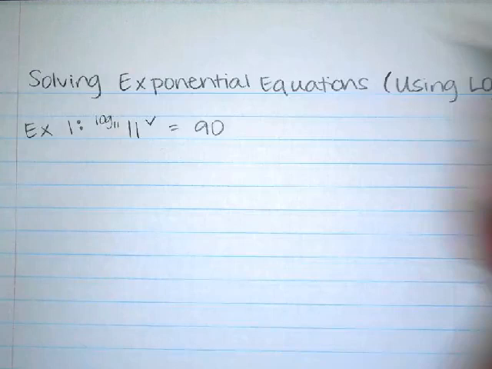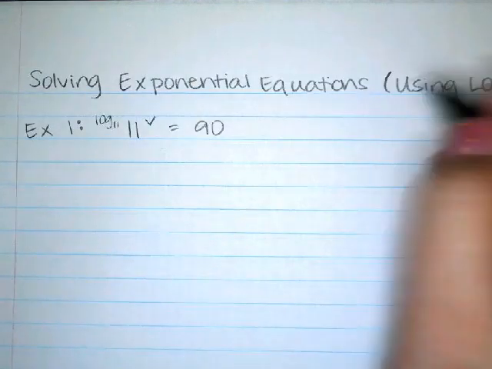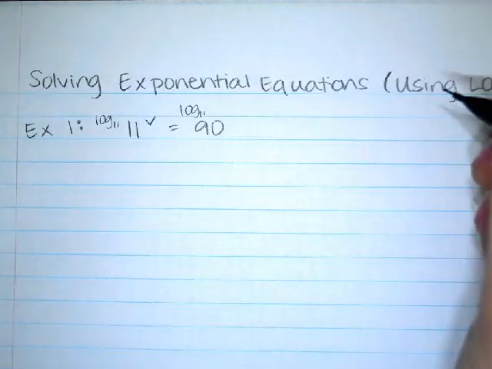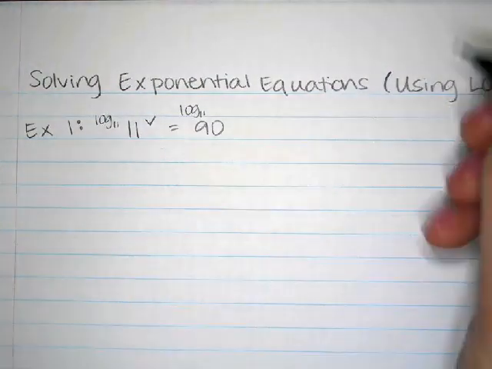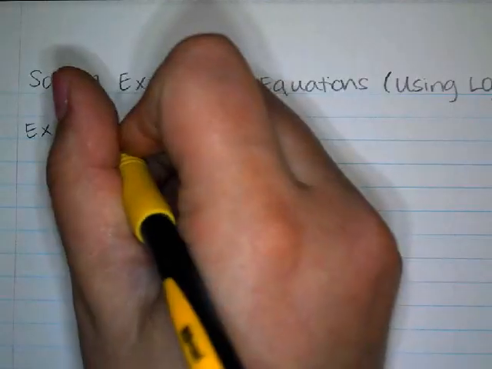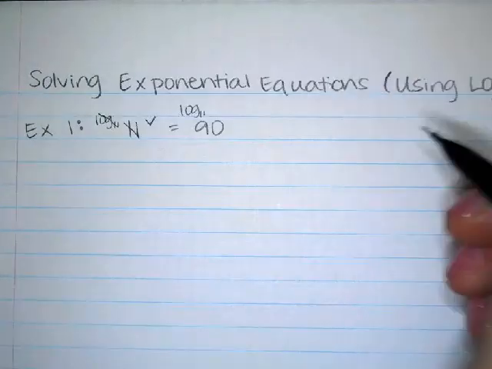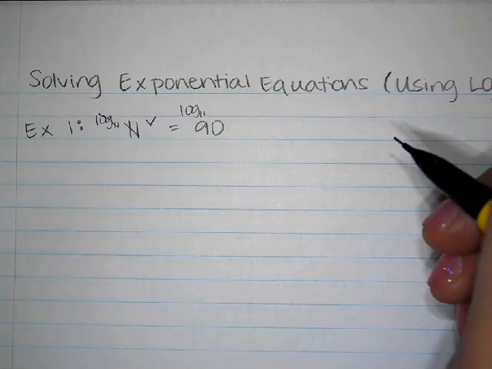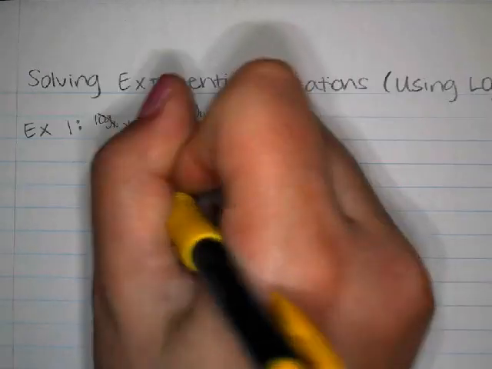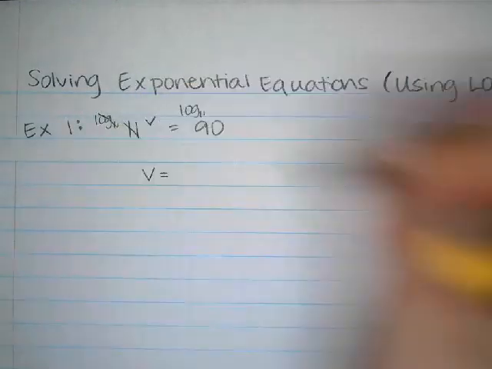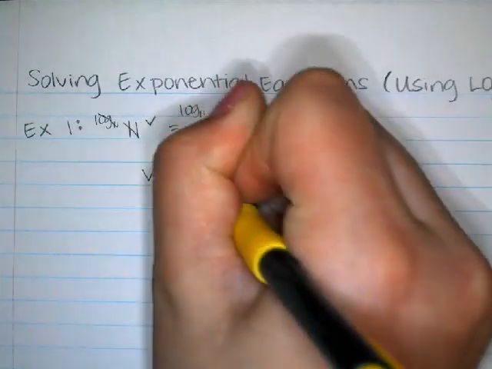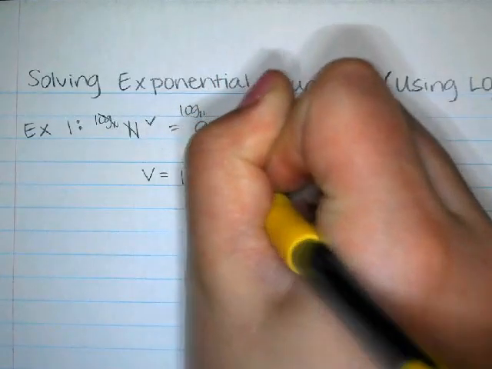So log base 11 the left side, because that's going to get rid of it. Log base 11 the right side, because whatever I do to one side of an equation, I have to do to the other side. On the left side, log base 11 and exponential of base 11 are inverses of each other. They cancel each other out, and so I just get v. The v is isolated now. On the right side, I get log base 11 of 90.